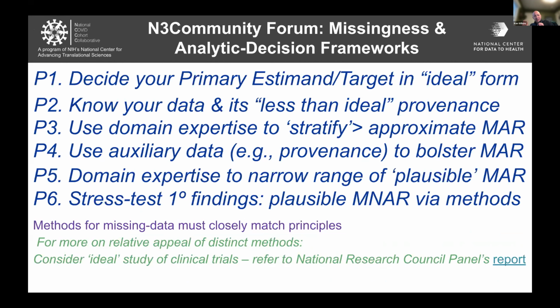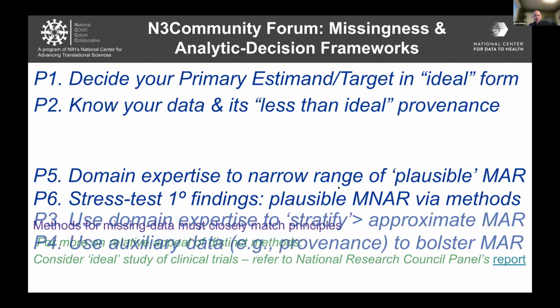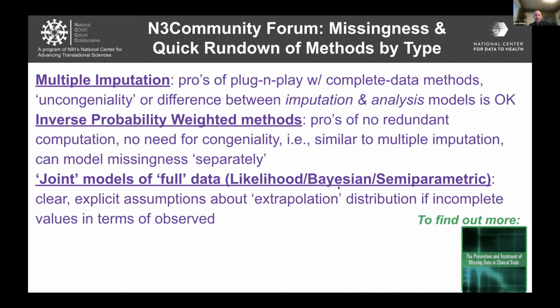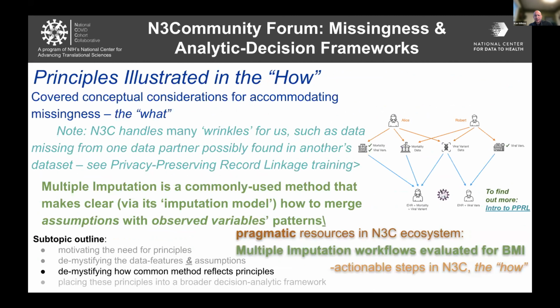Involve those data liaisons and logic liaisons who help build that pipeline to bring the data to you and your own domain team, your project team, and then stress test those primary findings by having some plausible missing not at random departures from the missing at random methods. And here's a quick outline of that. That's a quick rundown. These slides will be available, and there are some link outs to resources that have been used in simpler situations like clinical data.